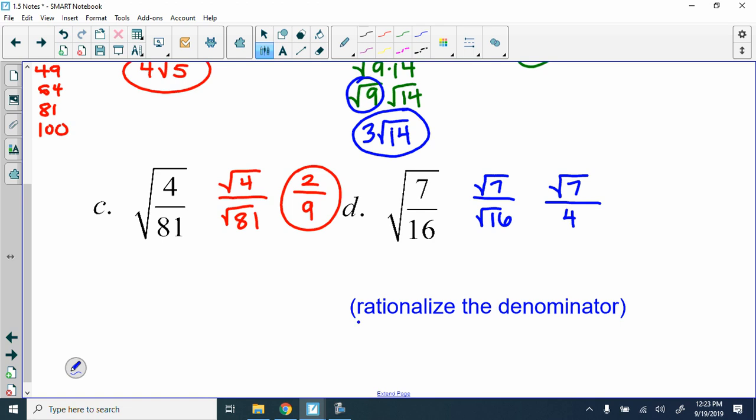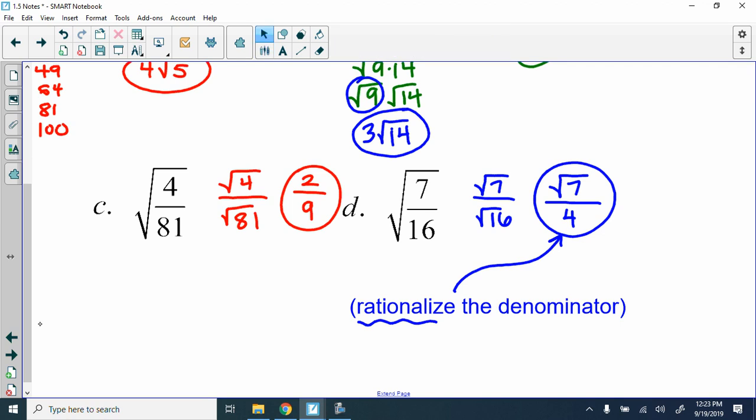When we say we have to rationalize the denominator, that means that the denominator, the bottom part, must be a rational number. The square root of 7 is irrational, but 4 is rational. Any integer that we have would be rational. So all of our integers are what we're looking for when rationalizing the denominator. So we're going to focus on that.